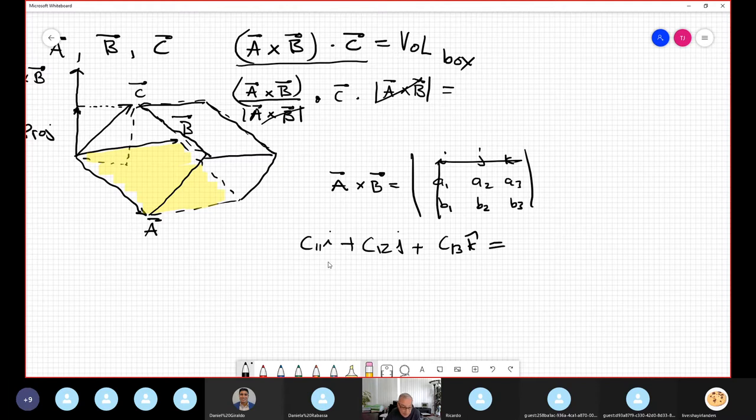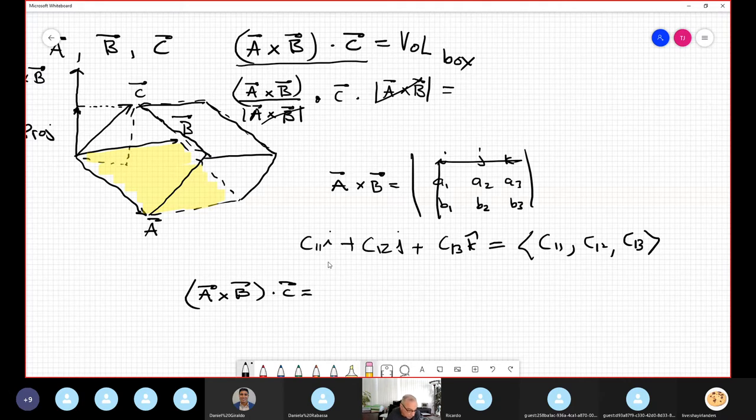Basically it's a vector: C11, comma C12, comma C13. This is the cofactor. I suppose you remember cofactor and minor of the determinant. And so now you perform the triple product, which is multiplication by C. So A cross B dotted with C is equivalent to multiplying this vector C11, C12, C13. In this case they coincide: C1, C2, C3 are the components of the vector C.